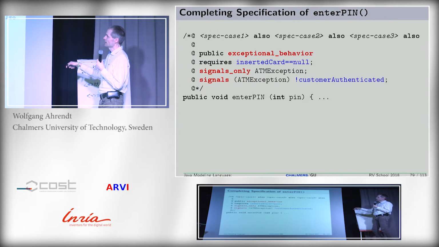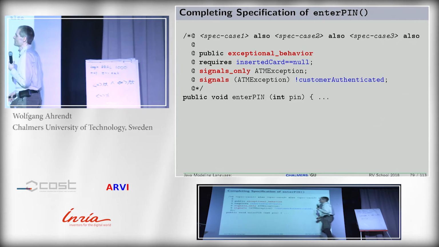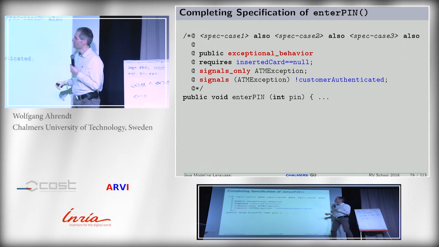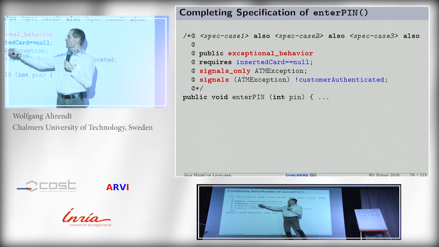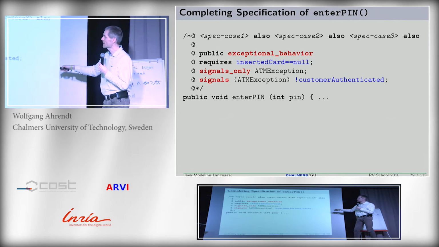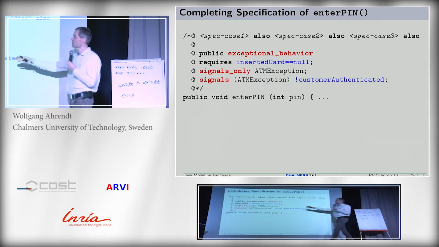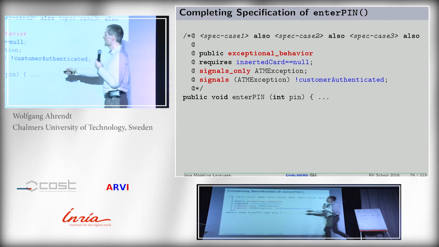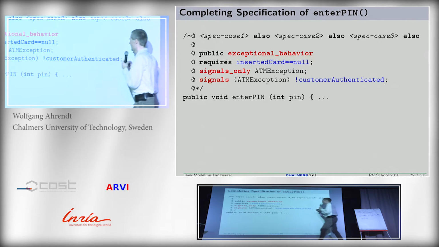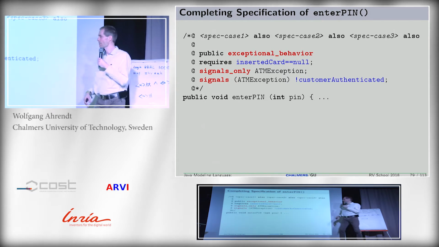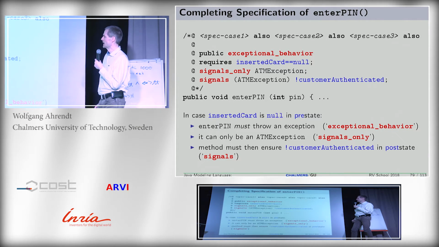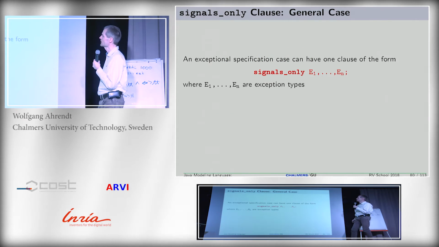And here is a specification case, an exceptional one. If, for instance, I call enter pin, but the inserted card is null, then an exception should be thrown. So this says, I must throw an exception as an implementer. This says the exception which you throw has to be of this type. And this says, if an exception is thrown of this type, then this holds after throwing the exception. So the customer should not be authenticated, right? And this is just saying what I just said.